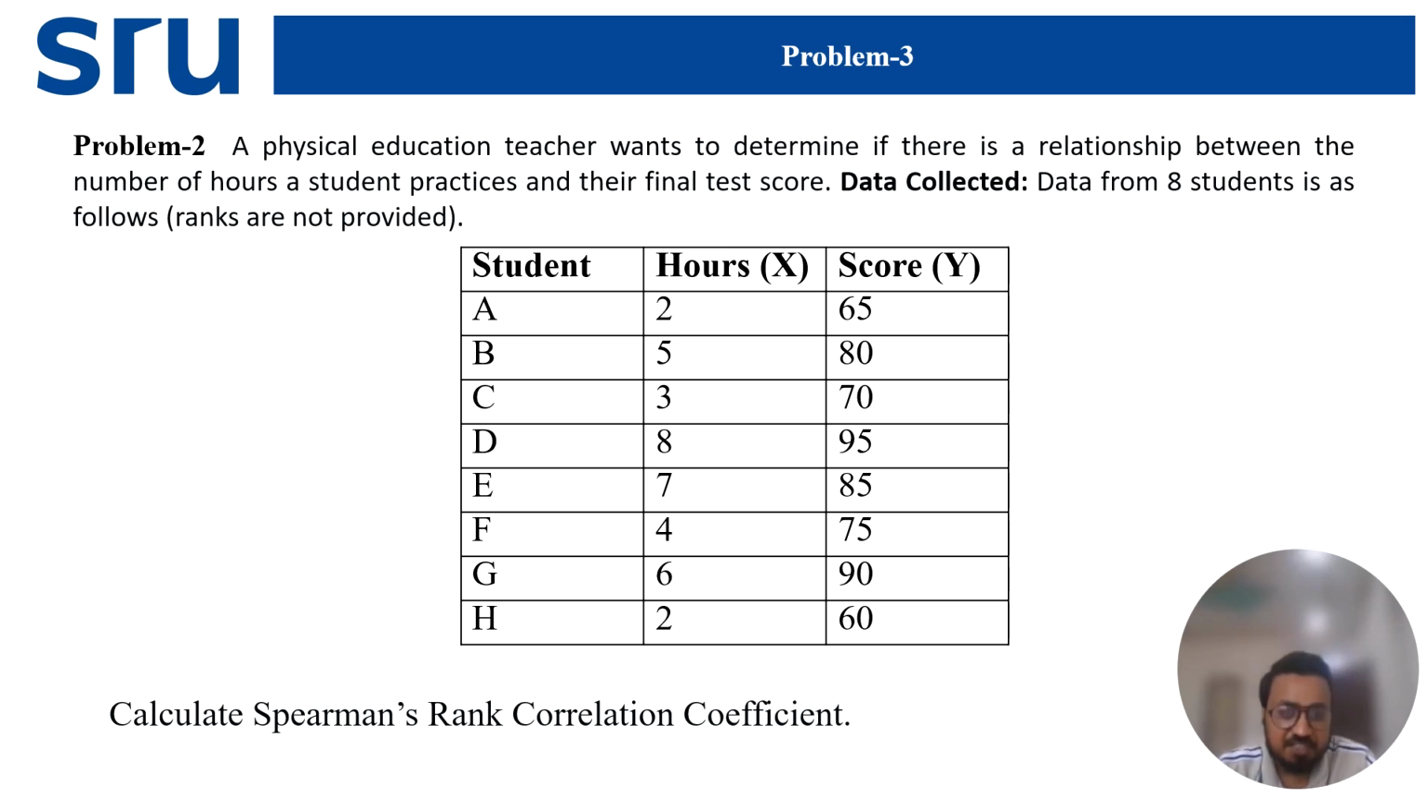In this problem, a physical education teacher wants to determine if there is a relationship between the number of hours a student practices and their final test score. Data is collected from 8 students as follows. Here the rank is not given. The students and the number of hours they practice are given. So in this question, first we will find the rank of the students, then we will find the Spearman rank correlation coefficient.